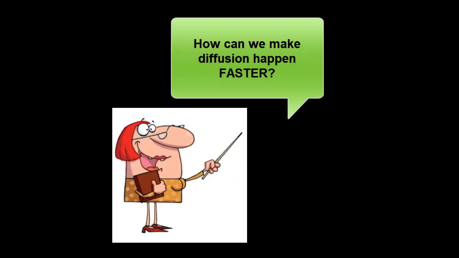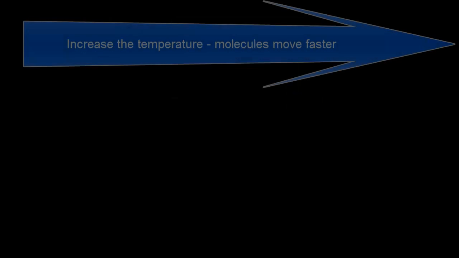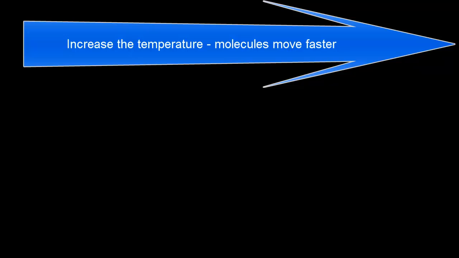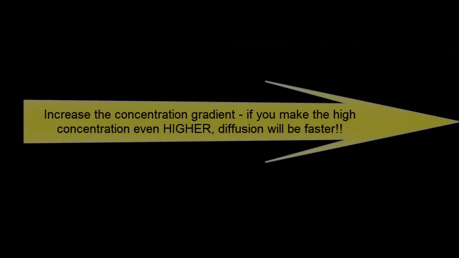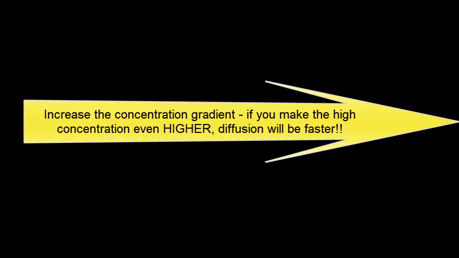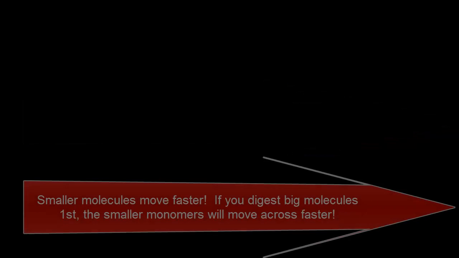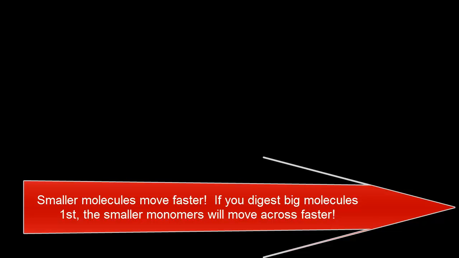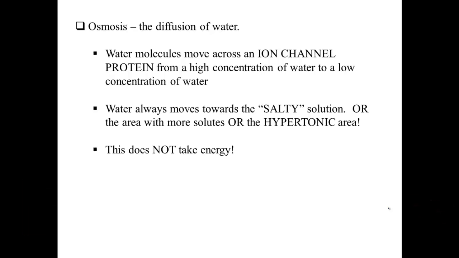So how can we make diffusion happen faster than it does naturally? Well, the first thing we can do is increase the temperature, because we know that molecules move faster and collide into each other when the temperature is higher. The second thing we can do is increase the concentration gradient. We can put more molecules where there's a high concentration, so diffusion will happen faster. And lastly, we can digest bigger molecules into smaller molecules, because of course if you're small you'll be able to move more quickly across the membrane.